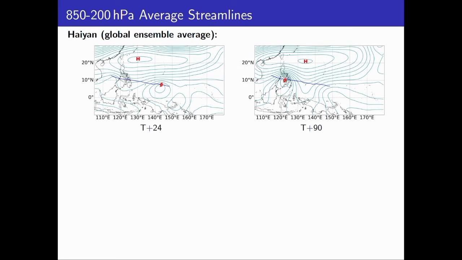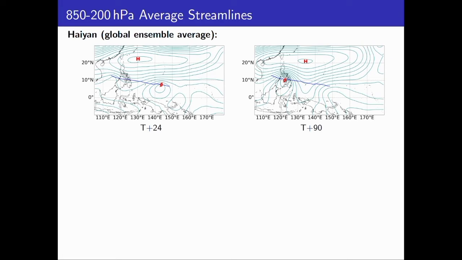So to first approximation, we can say that tropical cyclones tend to move with the environmental flow. So we can take a deep average layer of the atmosphere between 850 to 200 hectopascals, and we can plot the streamlines, and this is really showing where the wind's going, what's driving the storm motion. So first we'll look at Haiyan, and I've taken a global ensemble average. This is because the same features were shown in every ensemble member, so there's not much to see when you look at different ensemble members and try and find the differences.